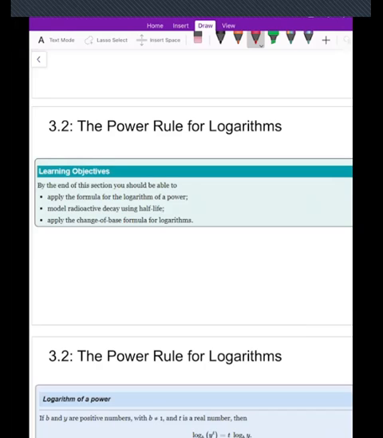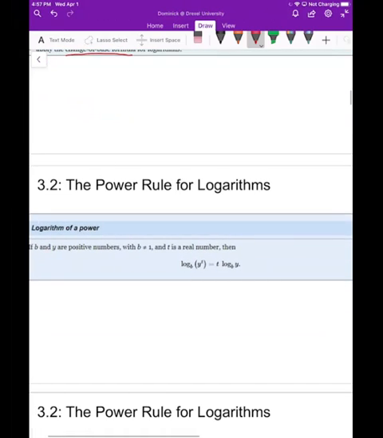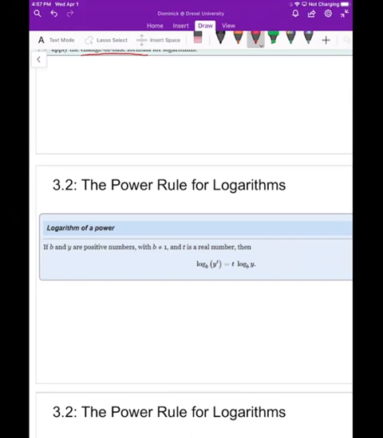Okay, guys, welcome. Today we're going to talk about the power rule for logarithms. So this is a shorter video. What we're going to talk about regarding the power rule is how to use the power rule formula for logarithms. And then we'll also do a cool application where we talk about radioactive decay using half-life. And then we'll talk about how you can actually evaluate logarithms in your calculator using what's called the change of base formula.